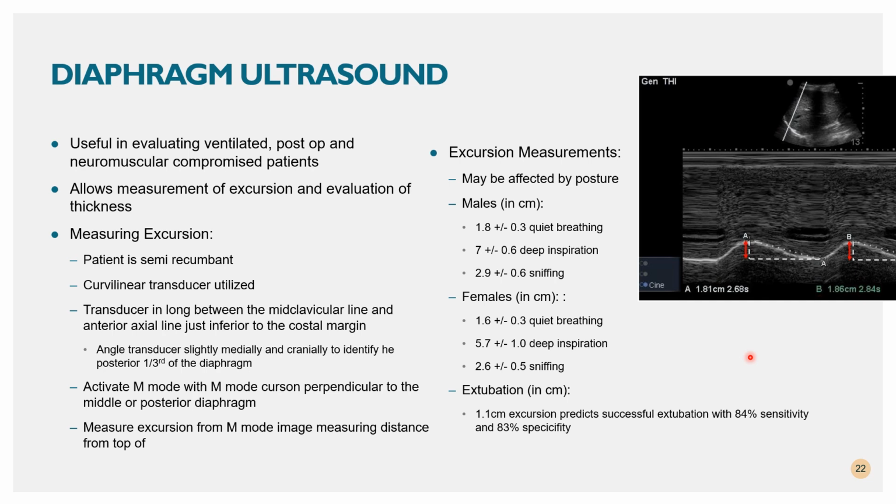Now, like I mentioned, they found that this can be really useful in determining if a patient is going to be safely extubated. So if you have 1.1 centimeters of excursion during quiet breathing, that would predict a successful extubation with an 84% sensitivity and an 83% specificity. So it could be a great tool if you're working in the ICU or making those hard decisions.